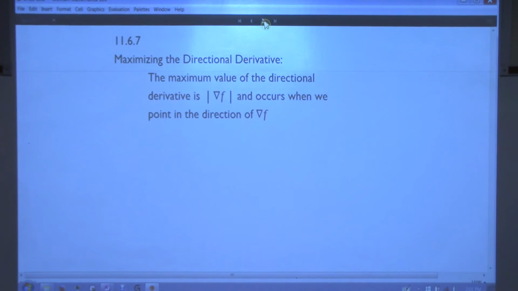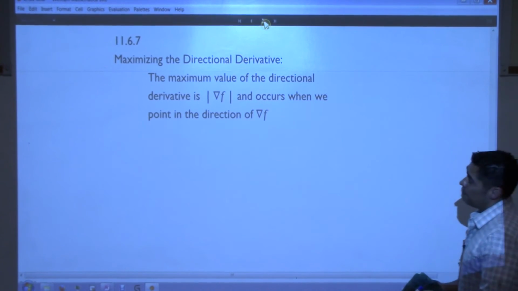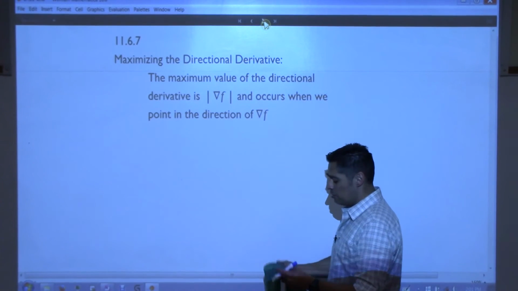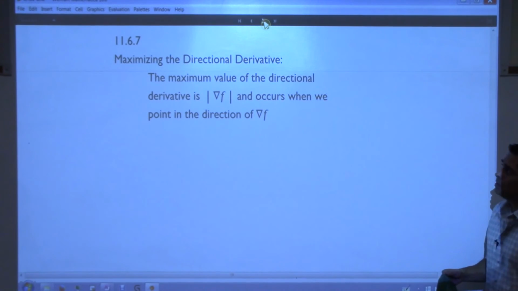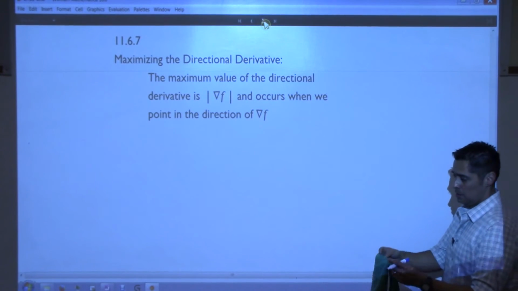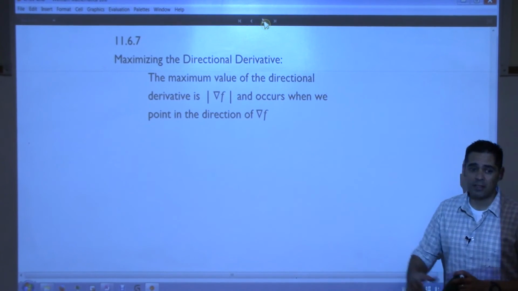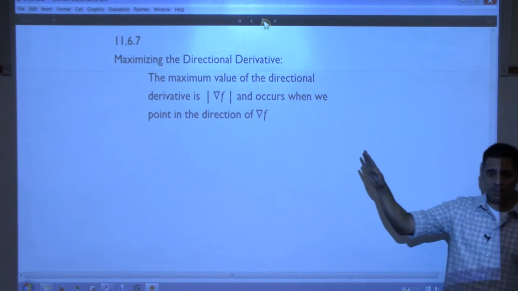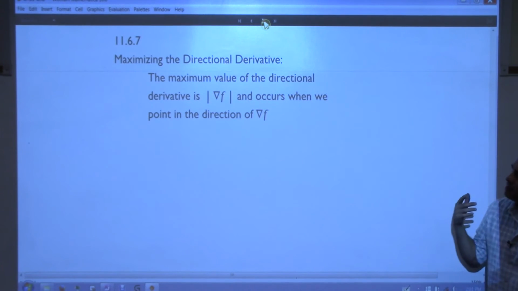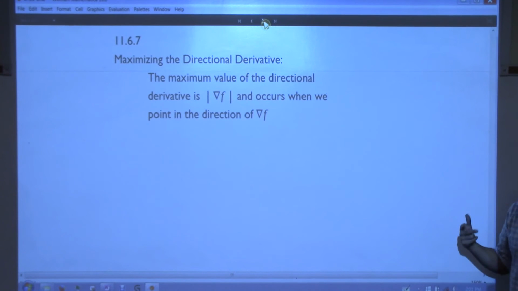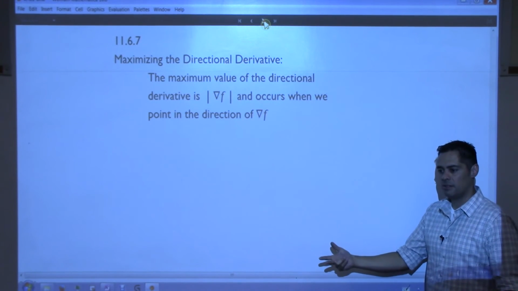So this is the summary of it right here. Maximize the directional derivative. The maximum value of the directional derivative is the magnitude of the gradient. The length of the gradient vector is the steepest slope you're ever going to have. And it occurs when we point in the direction of the gradient.